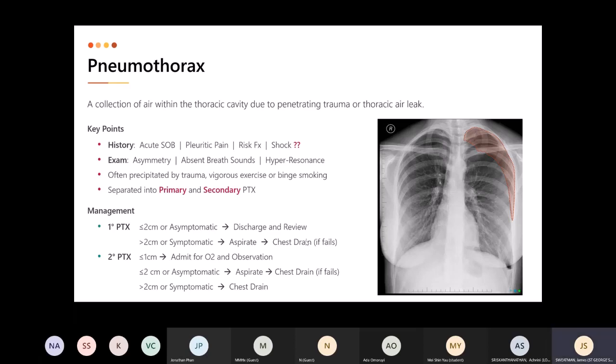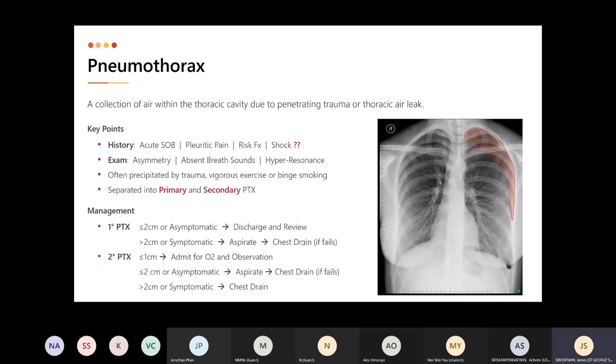For a secondary pneumothorax, those patients with restrictive or obstructive lung disease or lung cancers or previous operations, and so on: if it's 1 centimeter or less, then you admit them for oxygen and you observe them, because sometimes it gets bigger and they need more intervention. If it's 2 centimeters or less or they're asymptomatic, you aspirate it. And if that doesn't work, you put a chest drain in. Or if it's more than 2 centimeters or they're symptomatic like our guy was, then you just stick a chest drain in.